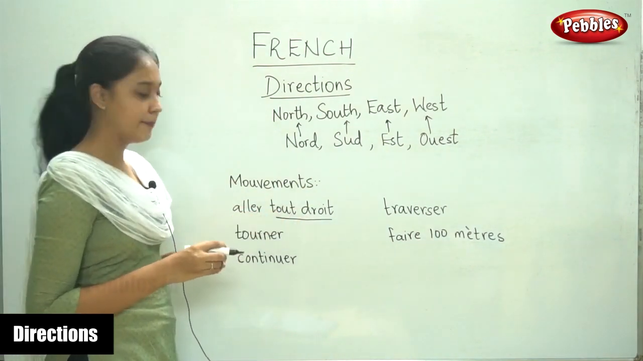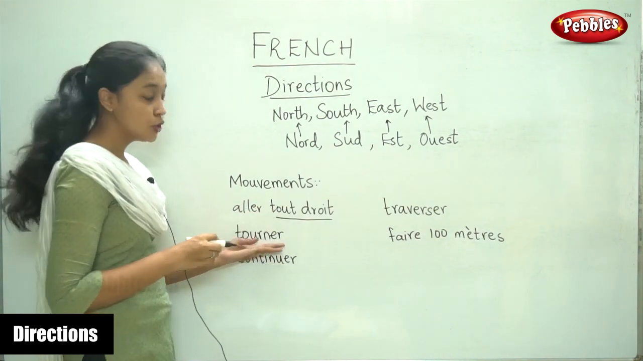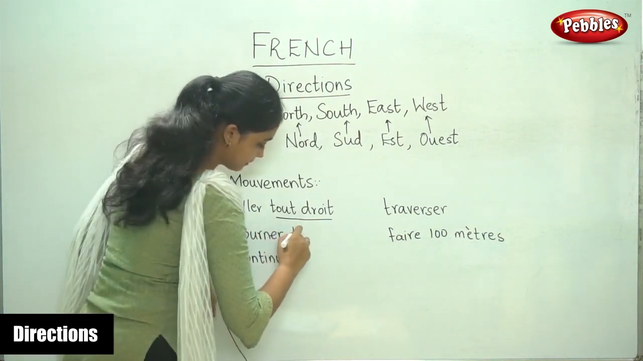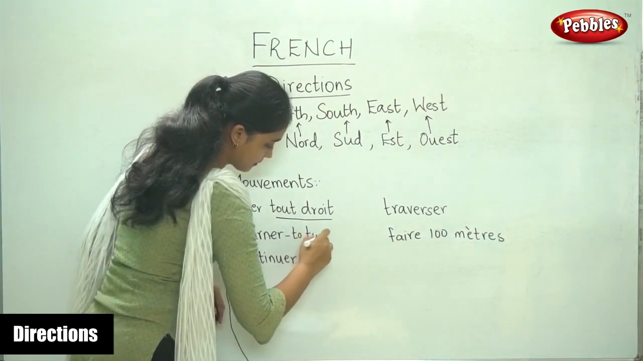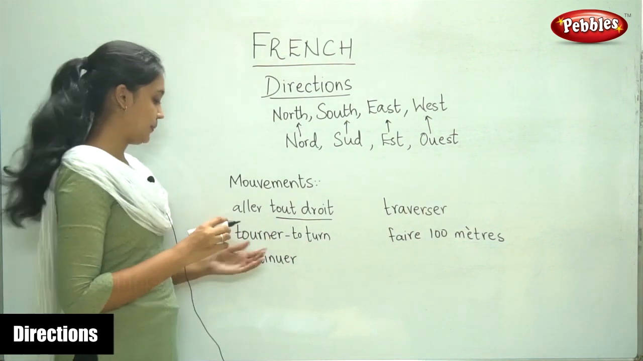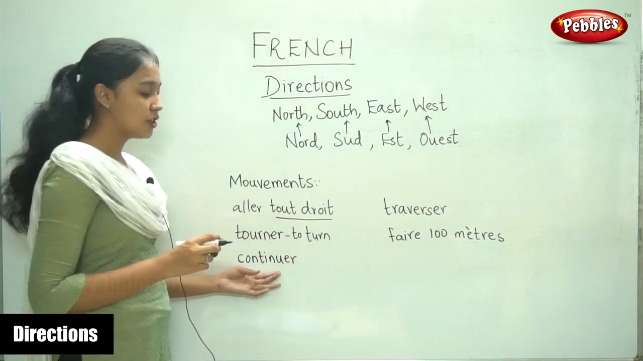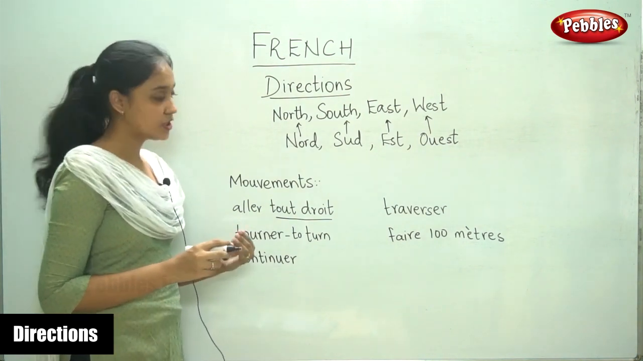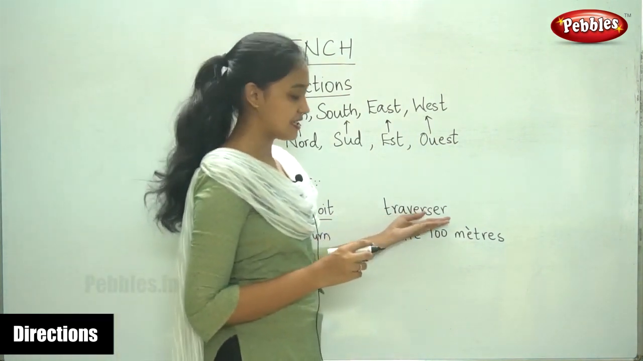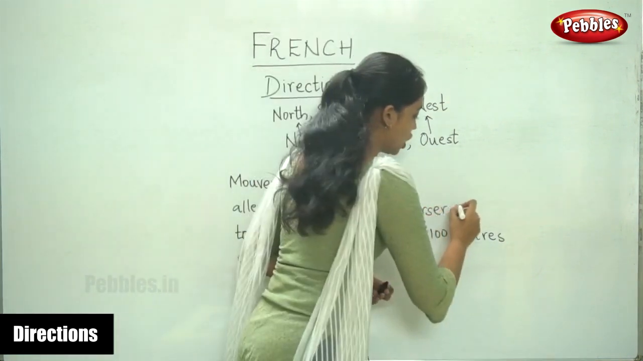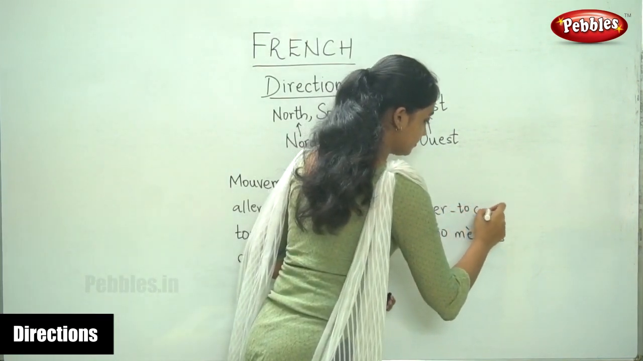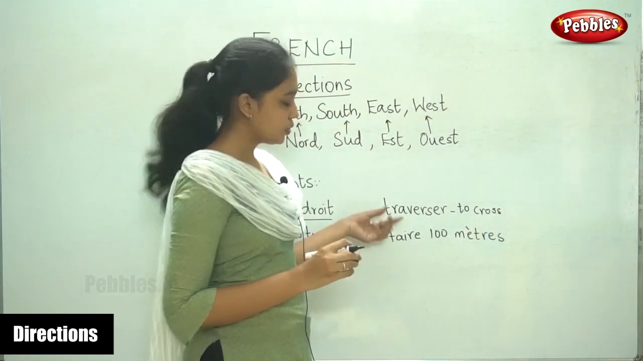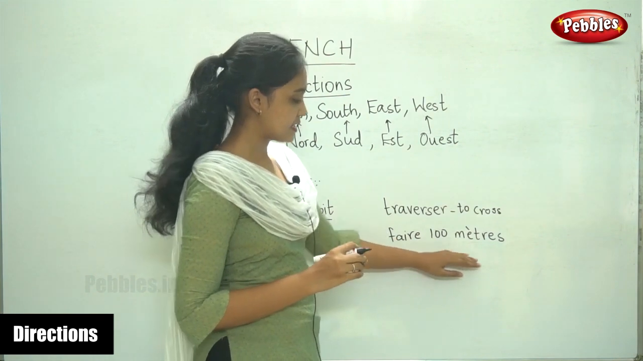Aller tout droit. The next word is tourner. Tourner means to turn. The next word is continuer. Continuer. It means to continue. Traverser. Traverser means to cross.